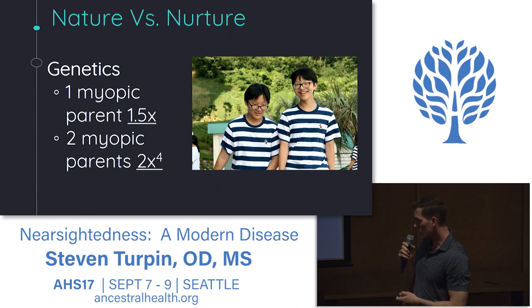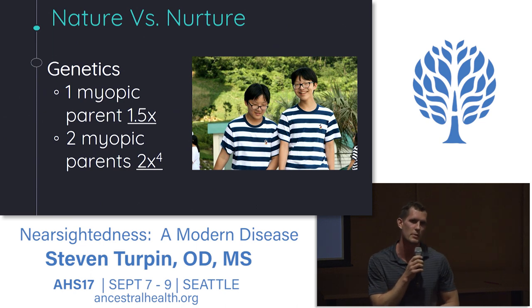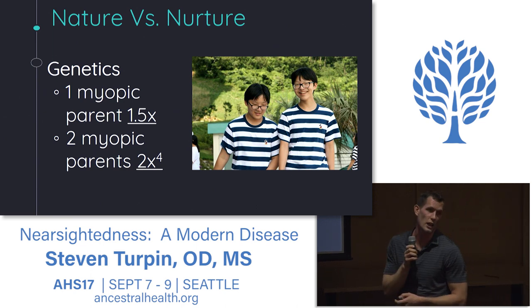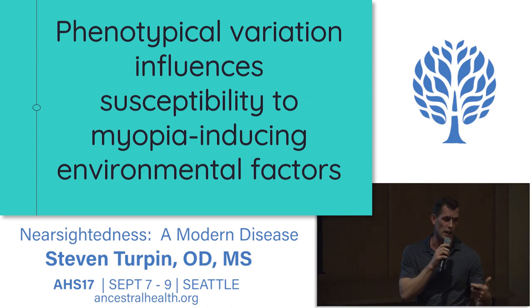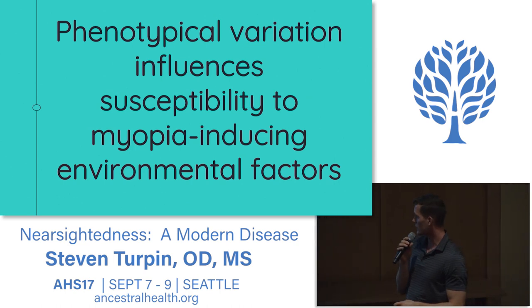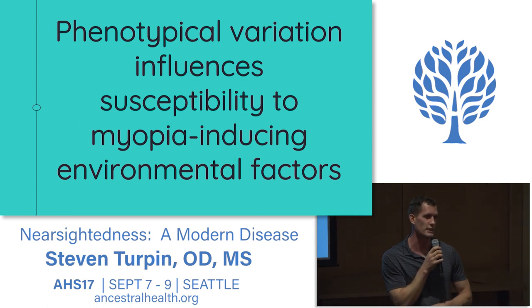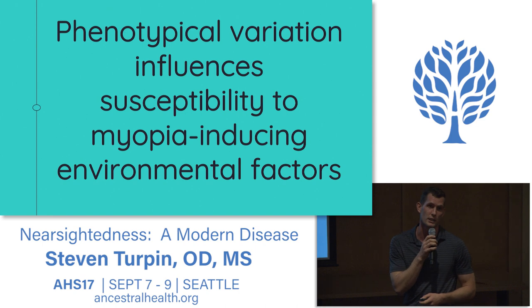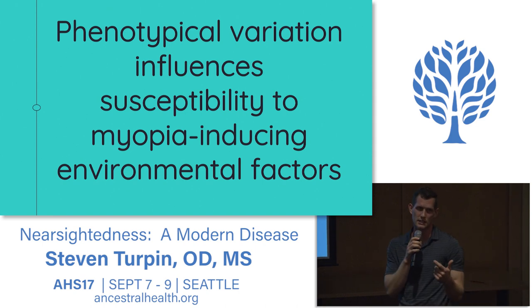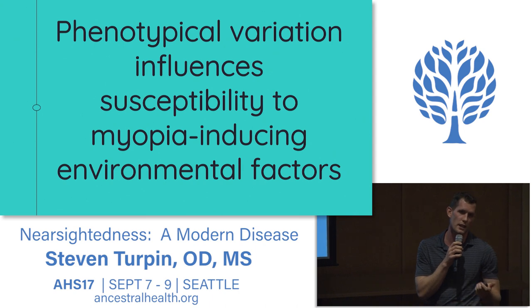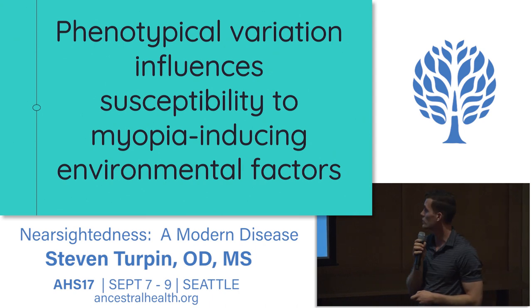But we do find that there are a few phenotypes that can predict a little bit of your risk for myopia. If you have one myopic parent, you're 1.5 times more likely to become myopic, and if you have two myopic parents, you're 2 times as likely. But at the end of the day, we can say that the phenotypical variation influences the susceptibility to myopic factors in the environment. So I'm myopic, my wife is myopic. Are we destined to have myopic children? Not necessarily. There are things we can do to hopefully prevent that.